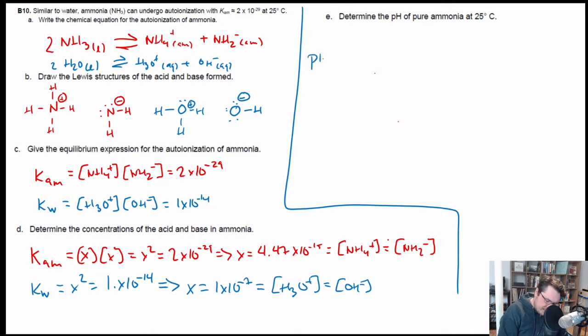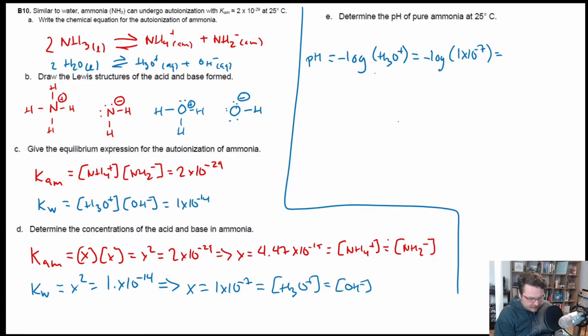So if we were to look at the pH in this scenario, I'll stick with blue, pH is equal to the negative log of H3O plus. So this is for the water scenario. In this case, negative log of 1 times 10 to the negative 7. You plug that in, negative log of 1 times 10 to the negative 7. What do you get? 7. And that's neutral pH. Pure water would have that pH because of the autoionization of water.